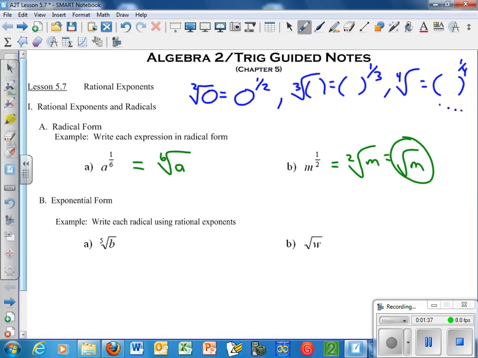Now we're going to go the other way, from radical form to exponential form, meaning write it with a fractional exponent. If you have the 5th root of b, now we're going backwards, that would be b to the 1/5 power. The square root of w would mean w to the 1/2 power, because again the index there is 2. So that's some real basic stuff of converting from one to the other.